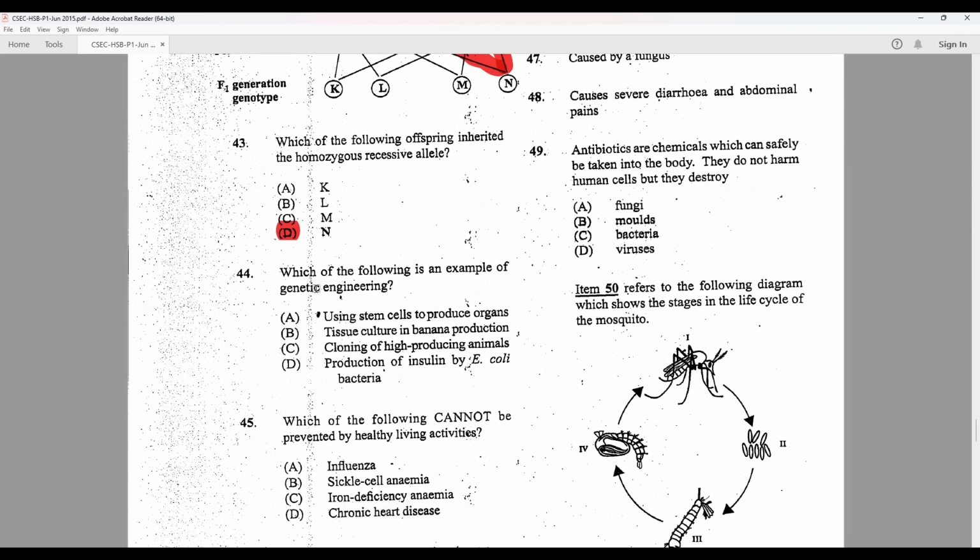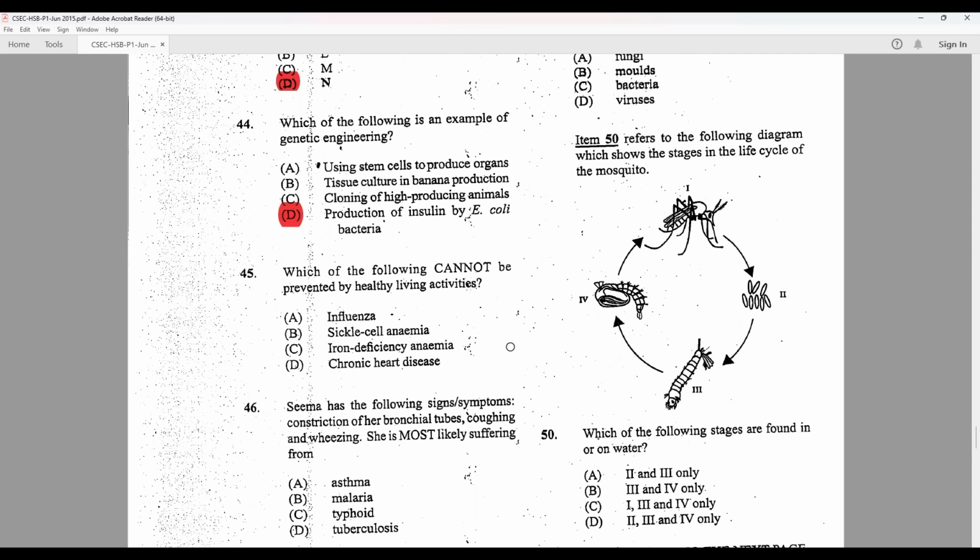Item 44. Which of the following is an example of genetic engineering? The one that the syllabus encourages you to learn is the production of insulin. So we see that jumping out at us. Do make sure and take your time to read all the answers. But D is the answer.